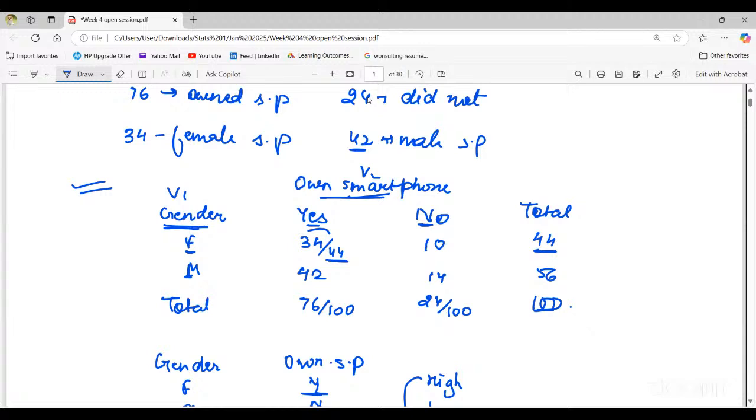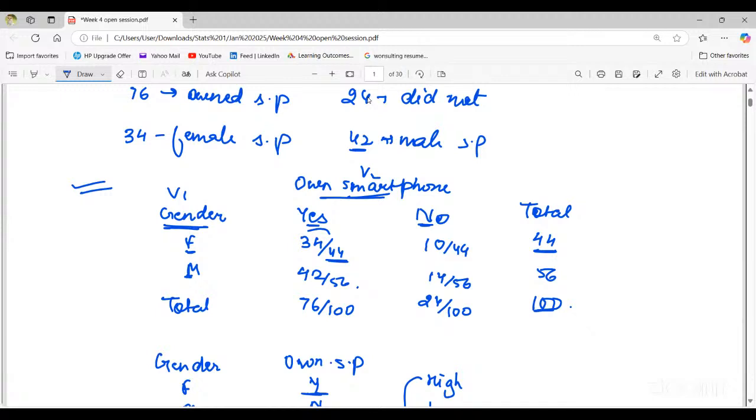If I have to calculate the proportion of male participants who are not owning a smartphone, it would be 14 upon 56. Now is it clear how to calculate a row relative frequency? For each cell, it would be 34 by 44, 10 by 44, 42 by 56, 14 by 56. I've calculated for each row. This is row relative frequency. Is it fine?